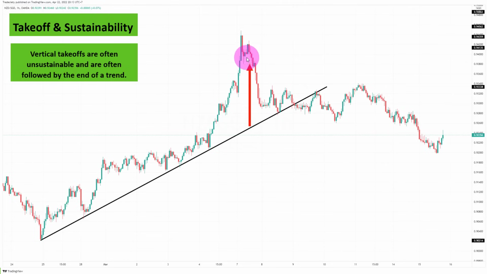So what you will often see is that, first of all, this is unsustainable. The market will often reverse back to the trend line. And if the market after such a takeoff comes back to the trend line, I would not recommend to look for more longs, because a lot of people who have been long have been probably thinking about or taking profits already, and a trend reversal or the end of a trend is often very likely after such a takeoff.